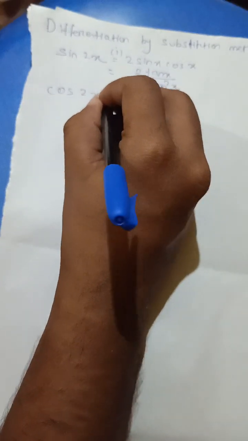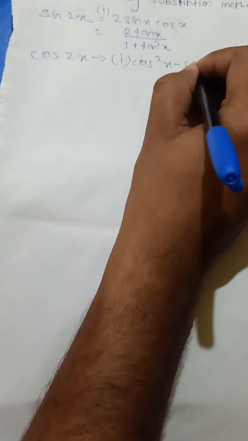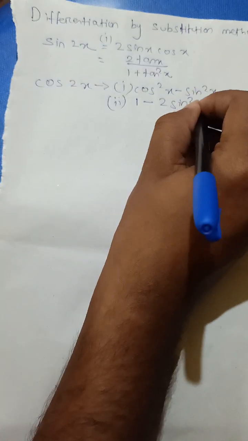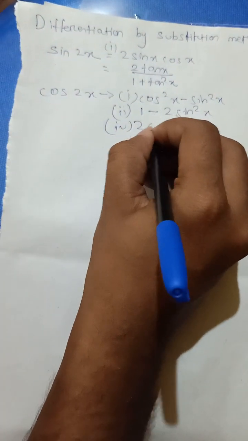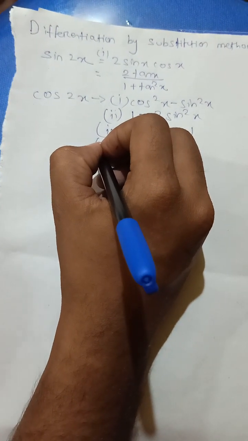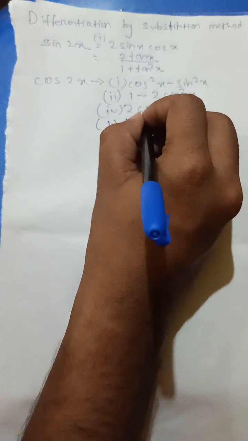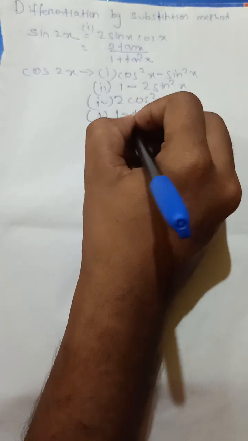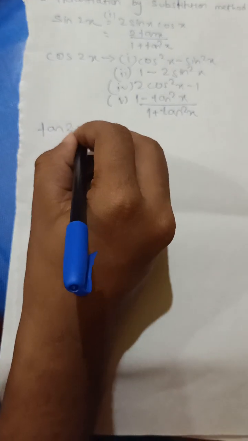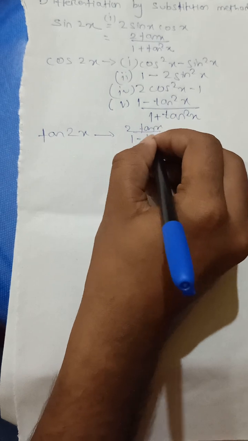Cos 2x has four formulas. One is cos square x minus sine square x. Then 1 minus 2 sine square x. Then 2 cos square x minus 1. Then 1 minus tan square x by 1 plus tan square x. Okay. Tan 2x is 2 tan x by 1 minus tan square x.